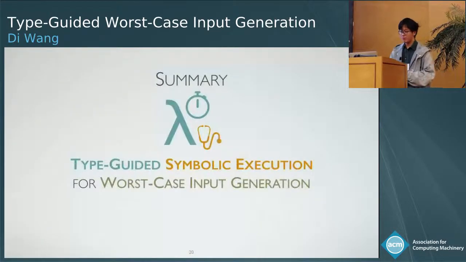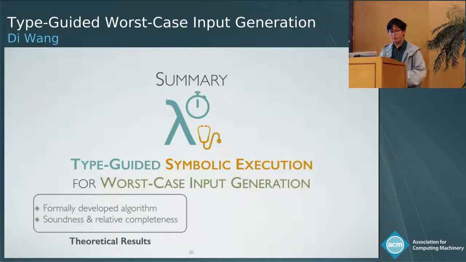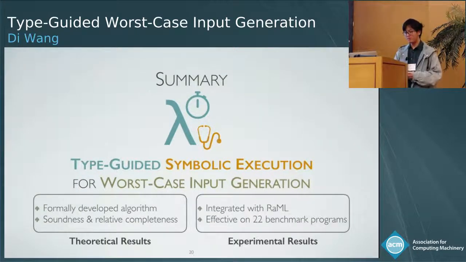To summarize, we propose a type-guided symbolic execution algorithm for worst-case input generation. We develop our algorithm as a formal system, and we prove its soundness and relative completeness. As for the empirical part, we integrate our algorithm with resource-aware ML, and there's some experiment to show it's effective on benchmarks.